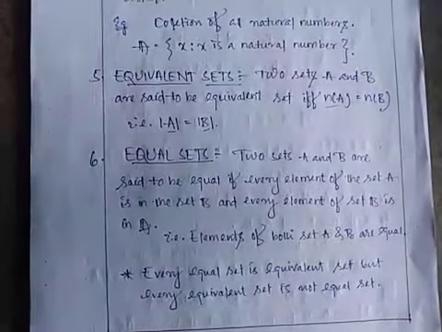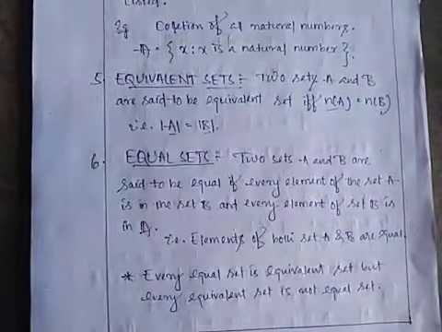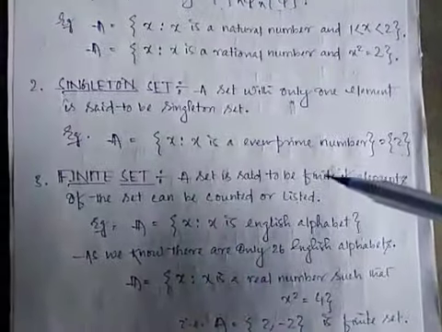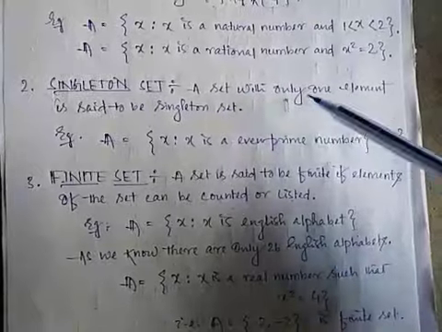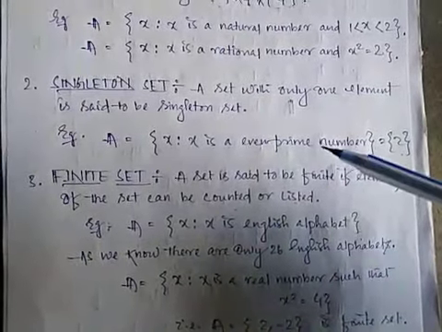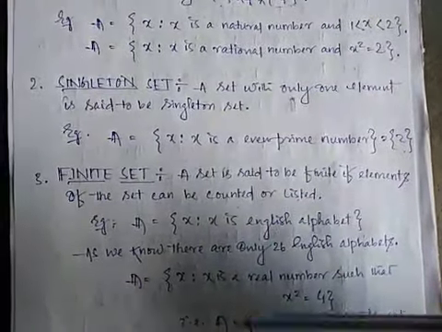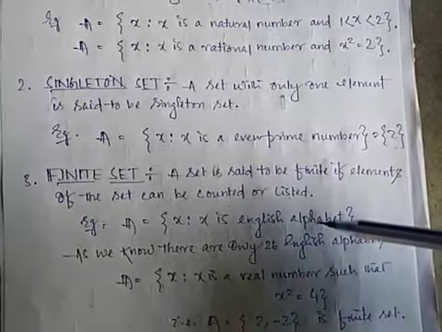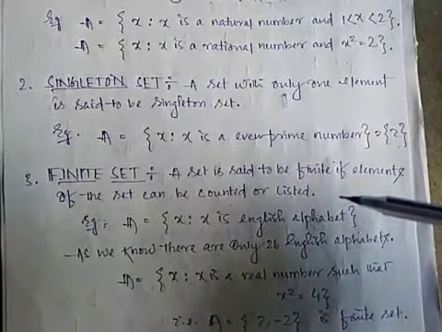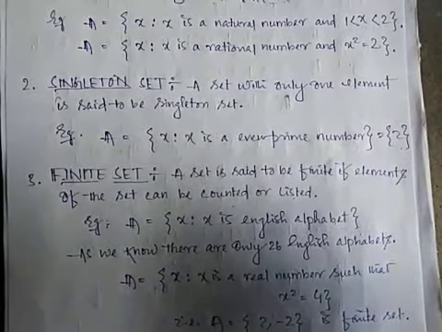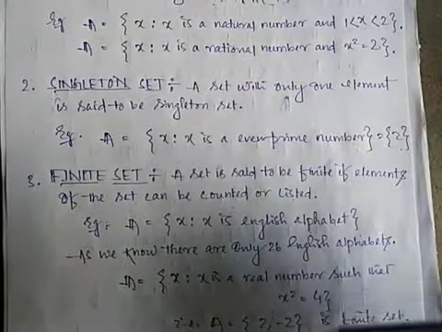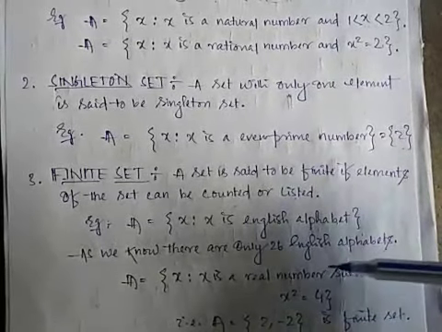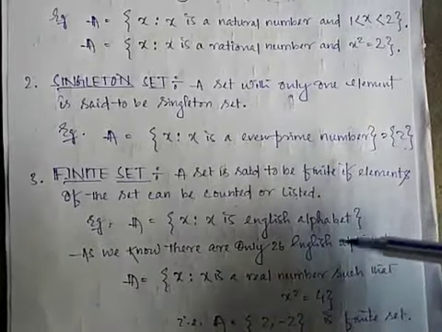Singleton set, if the set contains only one element, then that is said to be singleton set. So here in singleton set, what you can say with respect to cardinality, if the cardinality of the set is 1, then that is said to be singleton set. What is finite set? Here, if the elements can be listed or counted, then that is called as finite set. So with respect to cardinality, what you can say, if the cardinality is a finite number, then that is a finite set.